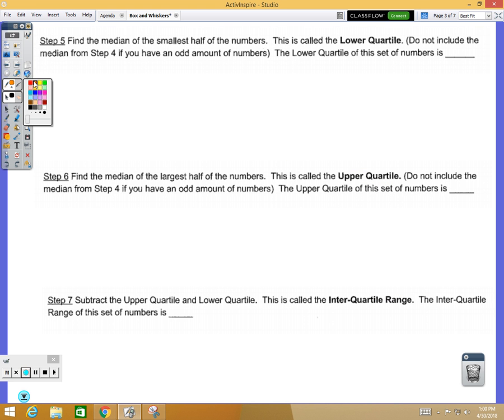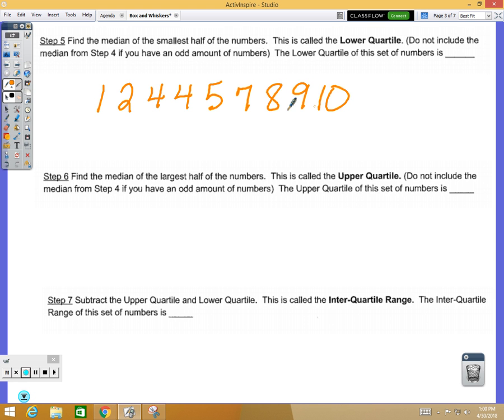Now I'm going to list my numbers again since I know you have them on your paper already, but I had to move. So this is our order, our numbers listed from least to greatest, and we said that the 5 was our median. Alright, so step 5 says, find the median of the smallest half of the numbers. This is called the lower quartile. Do not include the median from step 4 if you have an odd amount of numbers.